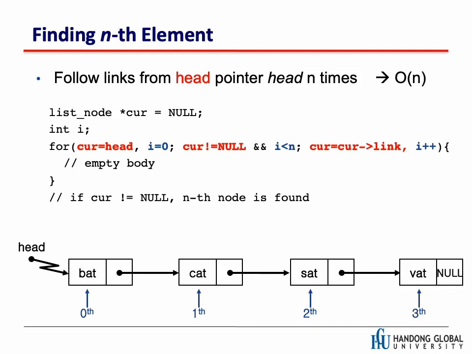But if core is not null, it means we quit this for loop because i is equal to n. We quit this for loop when either core is null or i is n. So if core is not null, it means i is n. And if i is n, it means we have the nth element in the linked list, and core is actually pointing to that node. And core is not null, definitely.